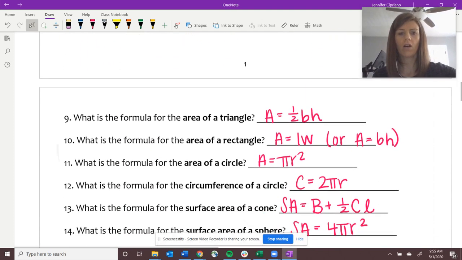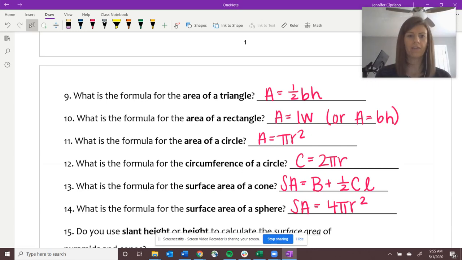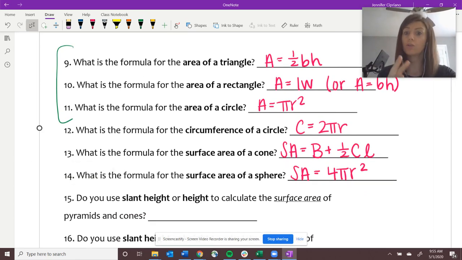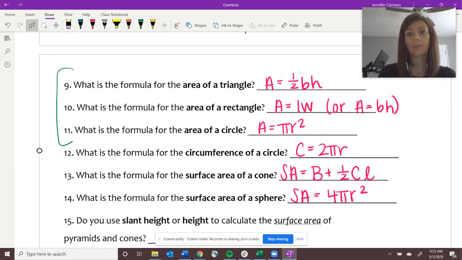All right, so moving on now to the formula part of this. For 9 through 14, this was literally just copying formulas that had already been written in your packet. Numbers 9 through 11, those are formulas for two-dimensional shapes. Those are formulas that we use in the midst of our volume and surface area formulas.